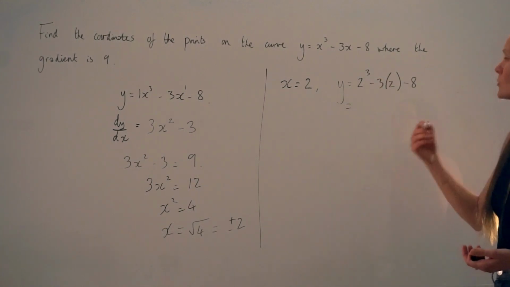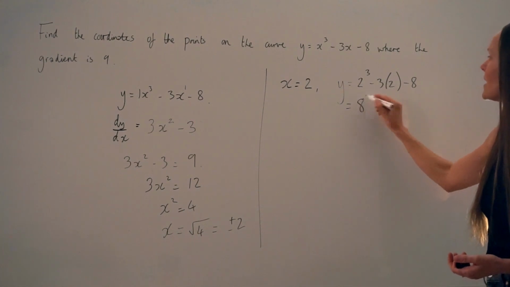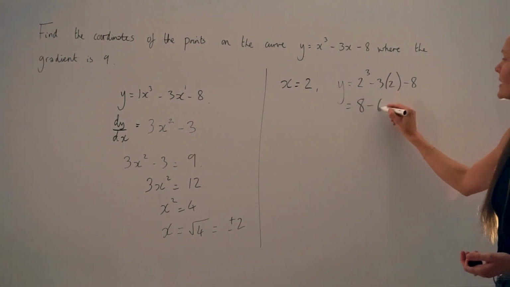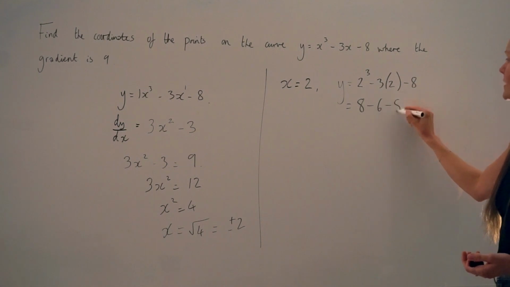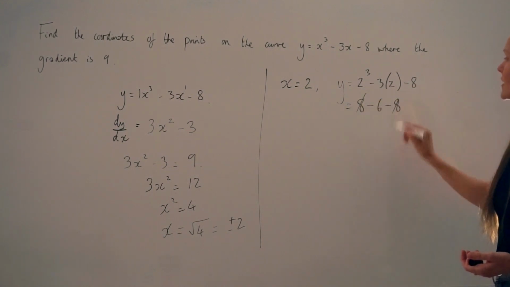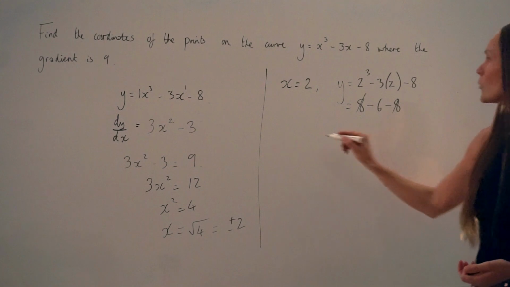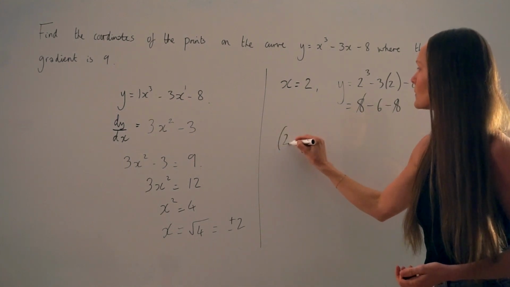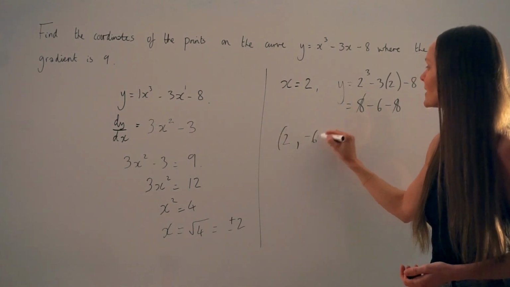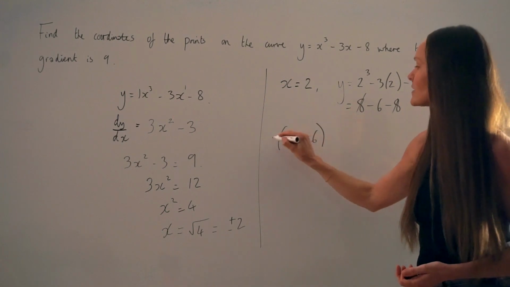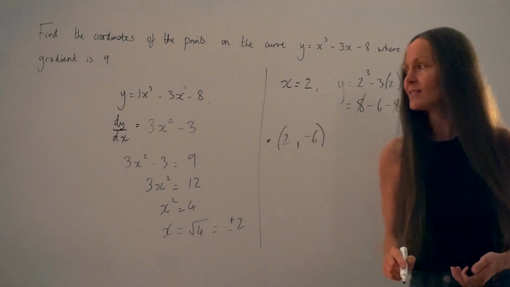So 2 cubed is 2 times 2 times 2, which is 8. Negative 3 times 2 is negative 6. And remember, you're subtracting 8. So the answer is just negative 6. So when x is equal to positive 2, y is equal to negative 6. So there's the coordinate of our first point.